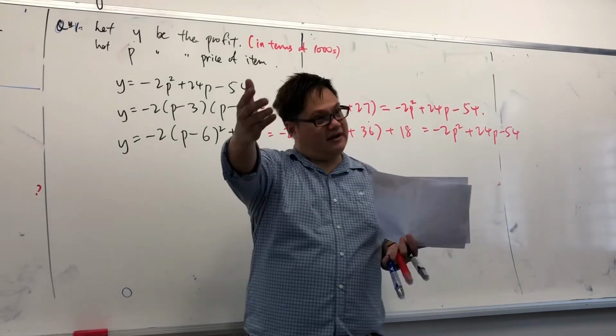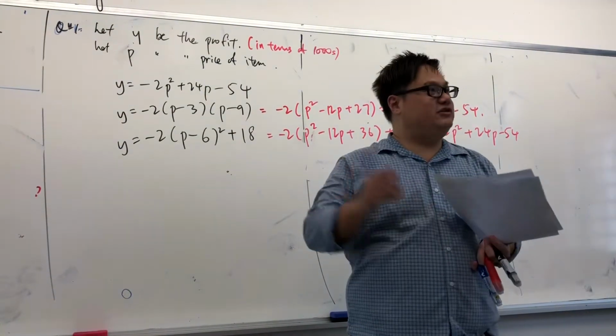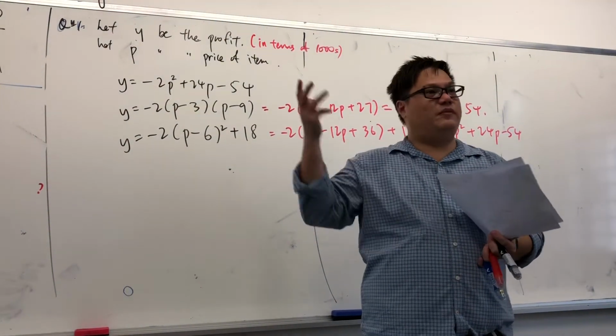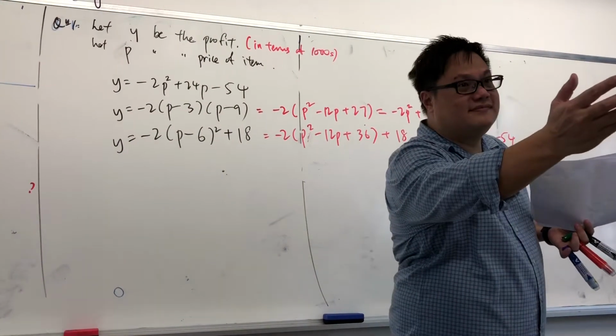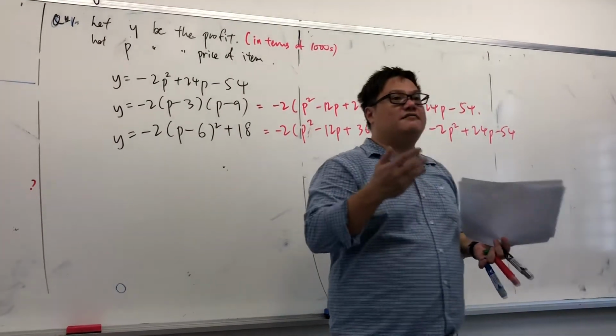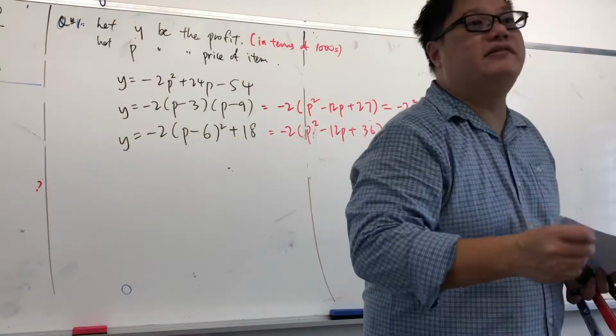So one way, like Sanya has mentioned, expand and simplify, arrange it in ax squared plus bx plus c. That's one way to see if they are equivalent. What's another way? Very good. Substitute a value, right? Substitute a value. Can you elaborate a little bit more on this?